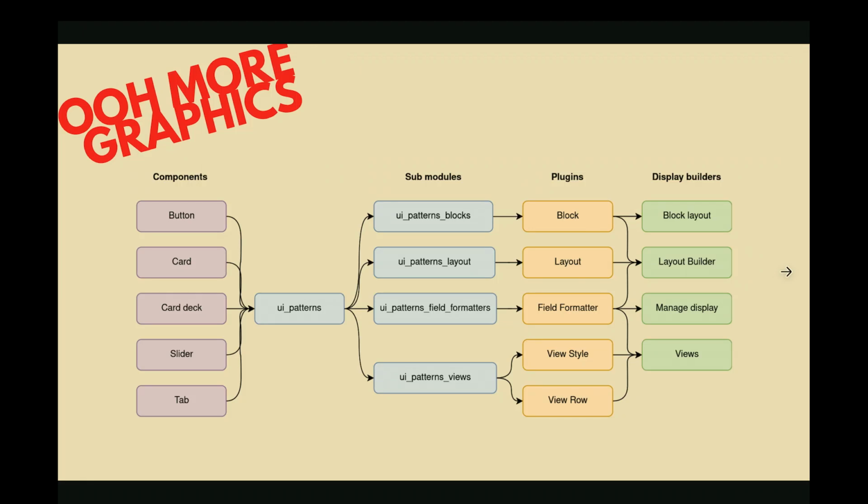You can see here yet another breakdown. They do love these graphics. You've got buttons, cards, card decks, sliders, tabs, all piping into UI Patterns as a component library, and then they can be doled out into all these different plugins through the submodules. So blocks, layout, field formatters, and views. And then it works to engage these other display builders.